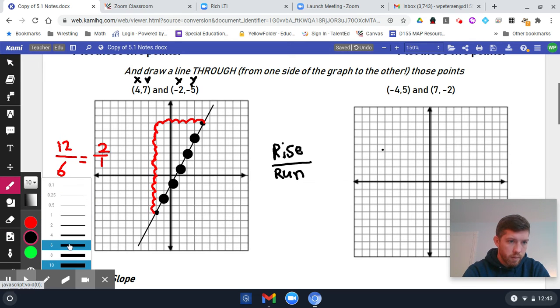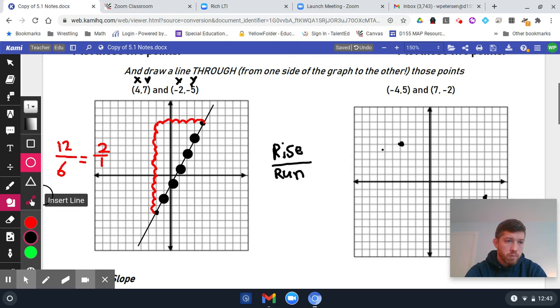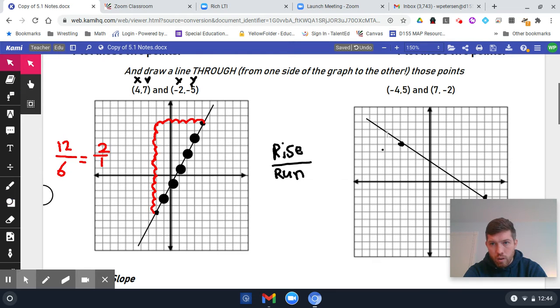All right, so let's try that again with our graph over here. We have -4, 1, 2, 3, 4, +5, 1, 2, 3, 4, 5. And then we have 7, 1, 2, 3, 4, 5, 6, 7, -2. Almost cuts off by my camera. And then we are going to draw that line all the way through. And if you ever need to move it, like if you did not draw correctly, you can move it that way, there you go.